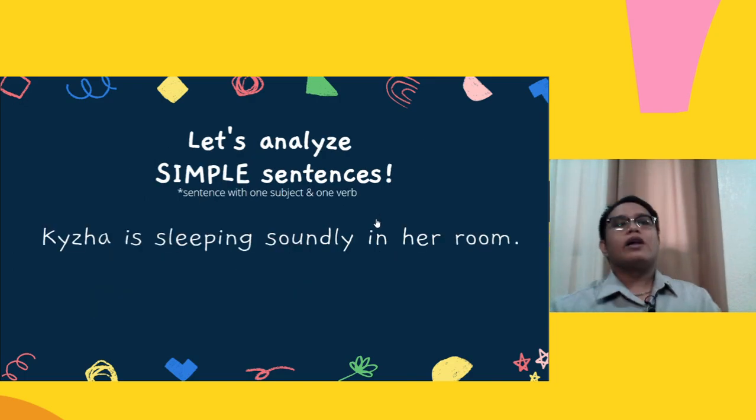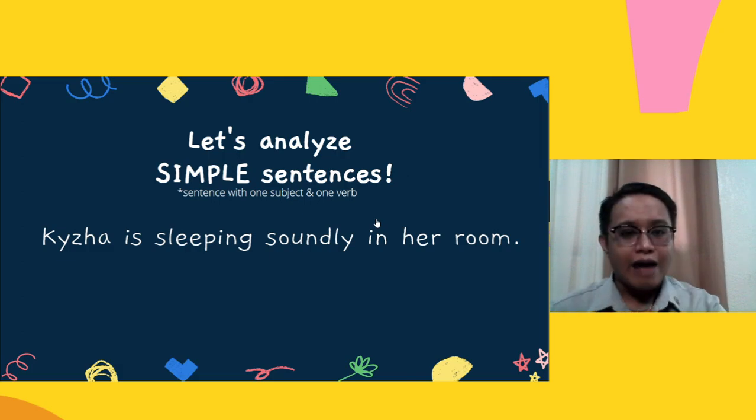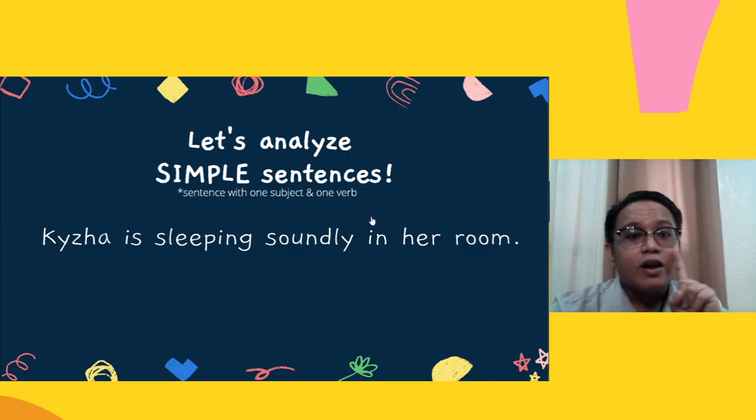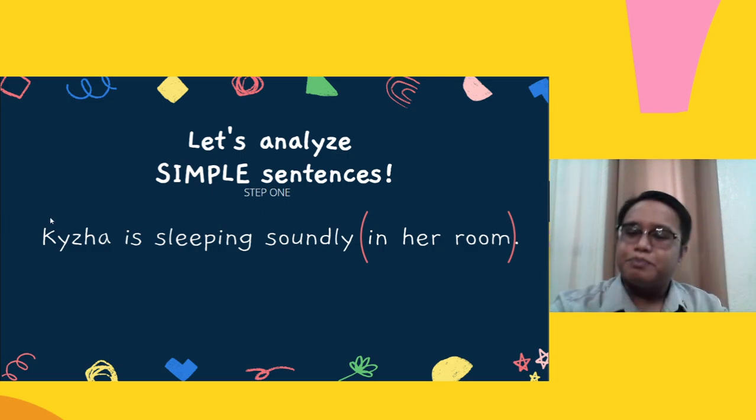Okay, so let's talk about simple sentences that have one subject and one verb. So basically, it's one subject and one verb. So here we have our sentence: Keisha is sleeping soundly in her room. Okay? So the first thing that we're going to do, what's the first step? Number 1 is we are going to, very good, put prepositional phrases in parentheses.